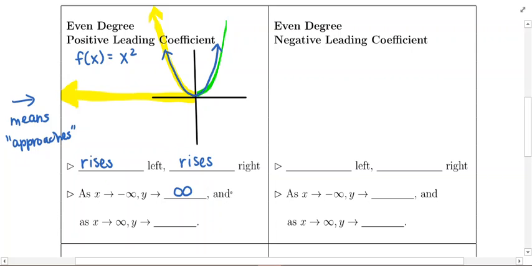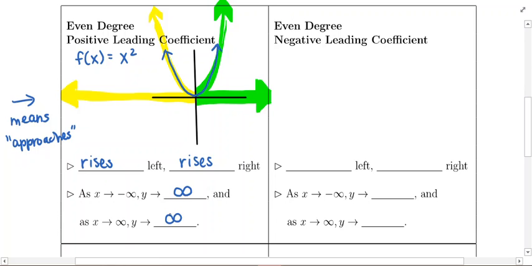Okay, and then the second part of this statement is you have to declare what happens as your x values get more and more positive. So if they travel to positive infinity, meaning your x values are getting bigger and bigger in the positive direction, so they're going this way if you follow where my cursor is, what's happening to the corresponding y values? Well, the y values are getting bigger and bigger in the positive direction as well. So they also approach positive infinity.